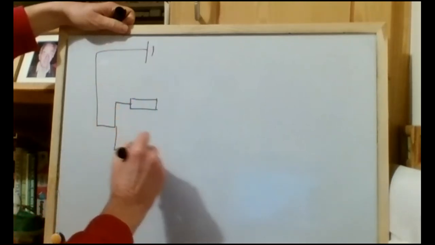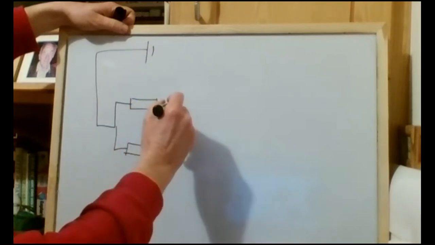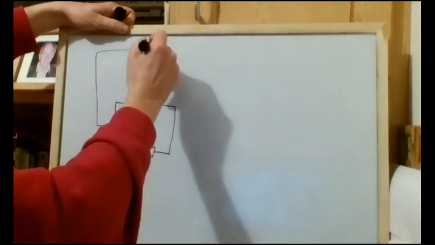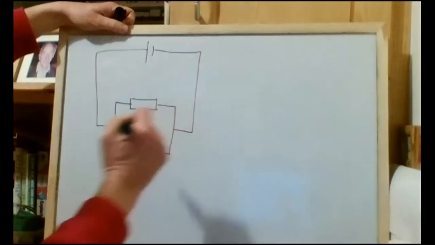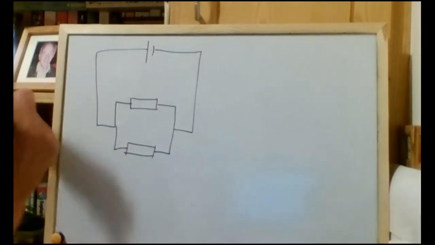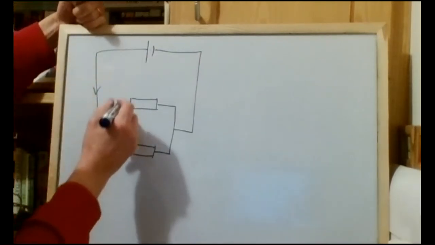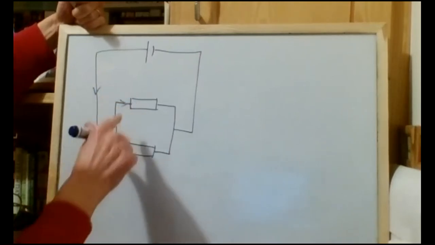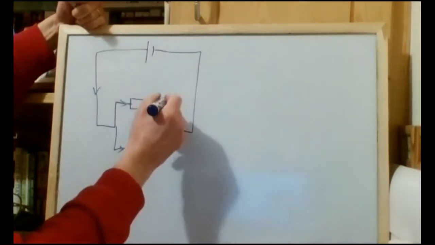So I'm showing two resistors connected in parallel. Now, please don't get it into your head that the resistors have to be parallel to each other for them to be in parallel. That's not the issue here. For them to be in parallel, the current has to split up, go through the two resistors, and then recombine.